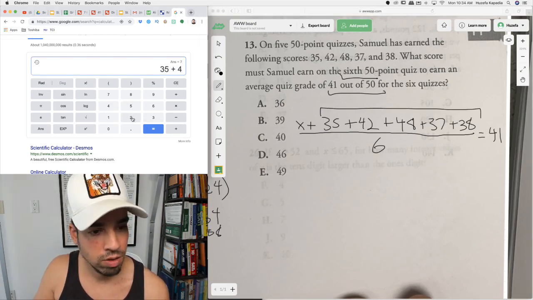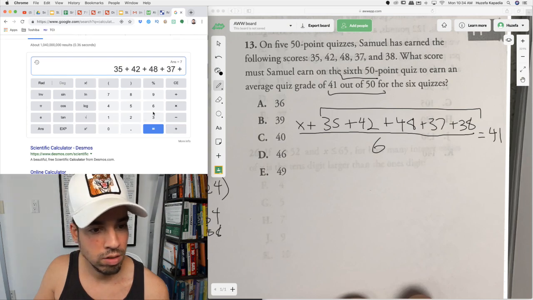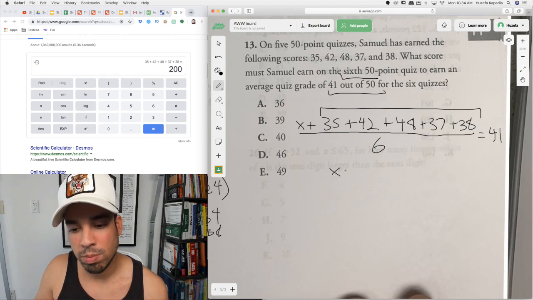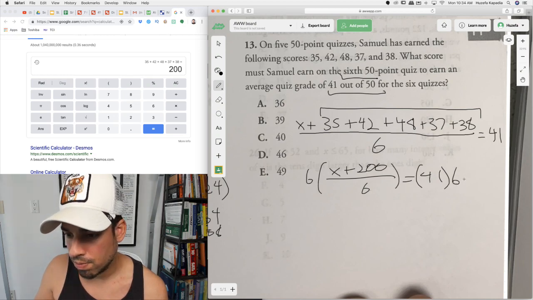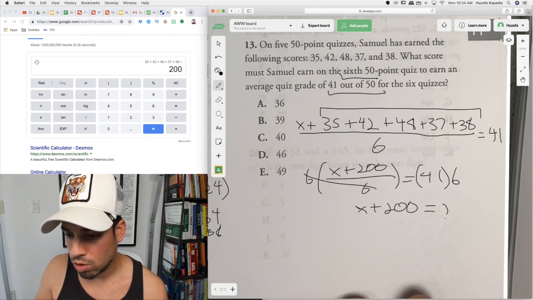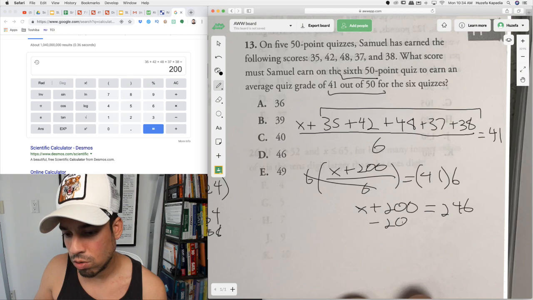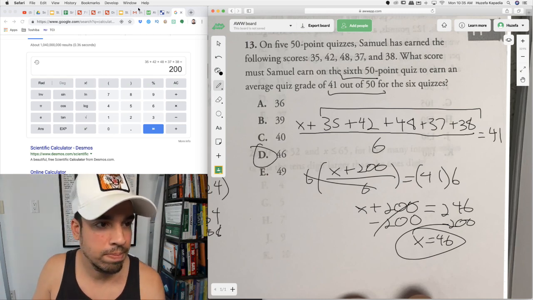Let's add these guys. 35 plus 42 plus 48 plus 37 plus 38. Oh, nice. X plus 200 over 6 equals 41. Multiply both sides by 6. And I get X plus 200 equals 246. Subtract 200. And I get X equals 46. He needs to get a 46 on that last one.